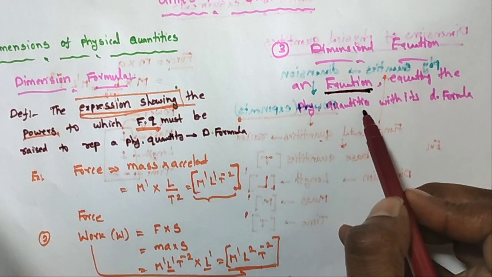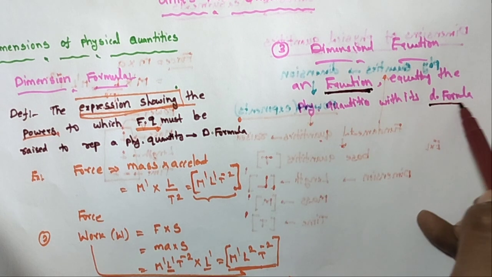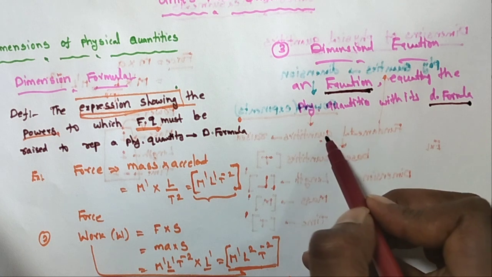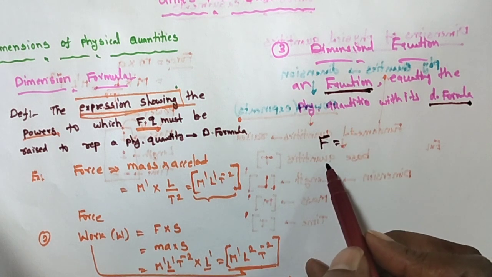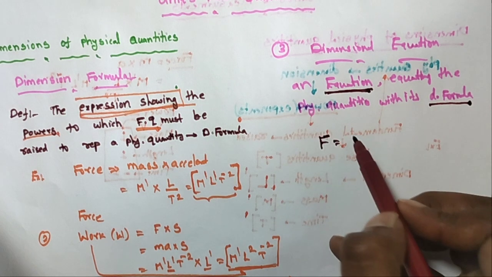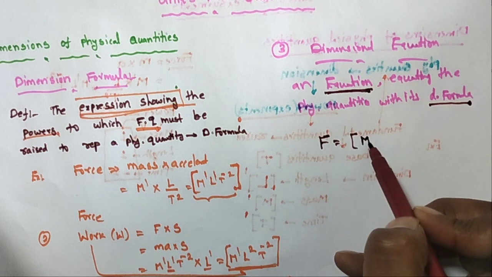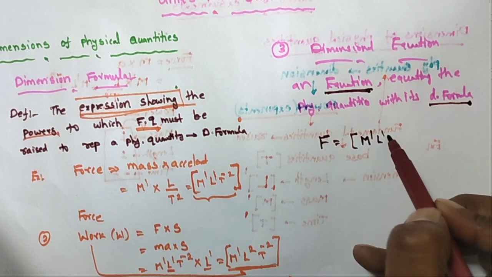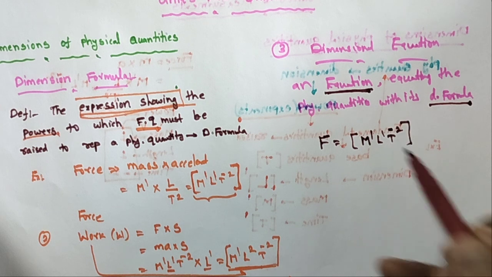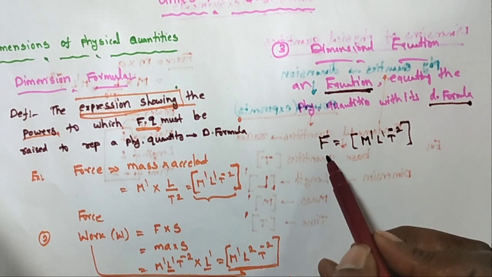Equating the physical quantity with the dimensional formula. So for example, force. What is the dimensional equation? The complete one, that is M1 L1 T minus 2. So this is one equation of the force.